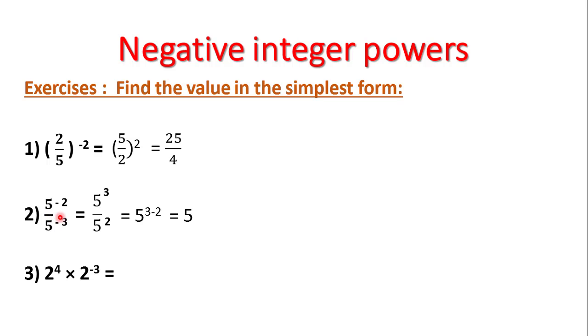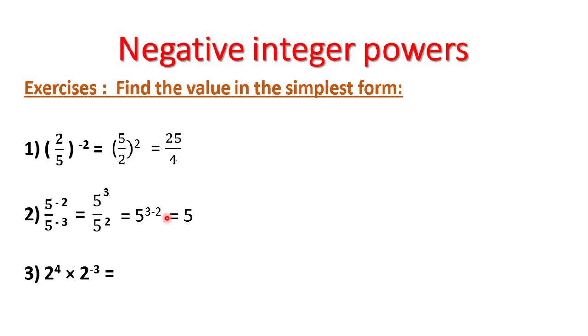By the same way, if you use the rule from the last session, I'll subtract the powers. I have the same base, so I subtract the powers. Negative 2 minus negative 3 equals 1. Okay, so you can use any rule you want.